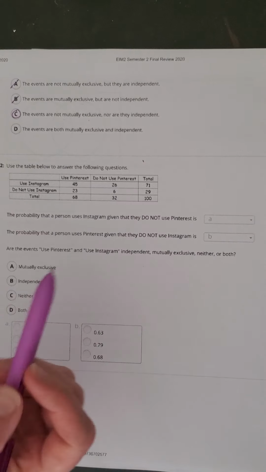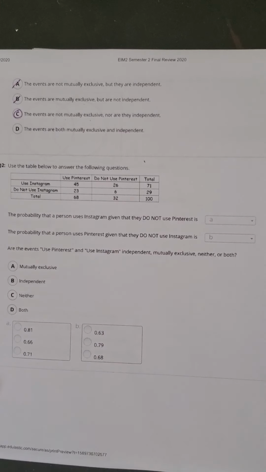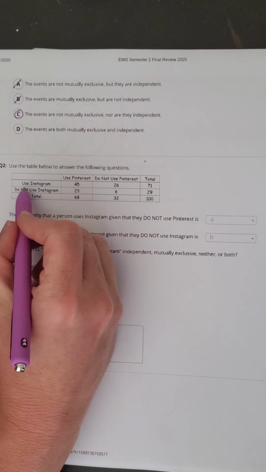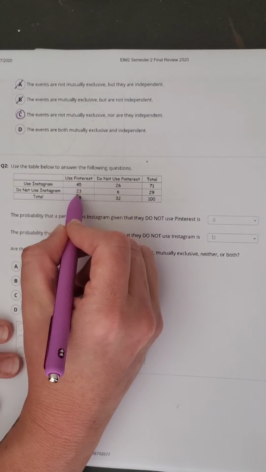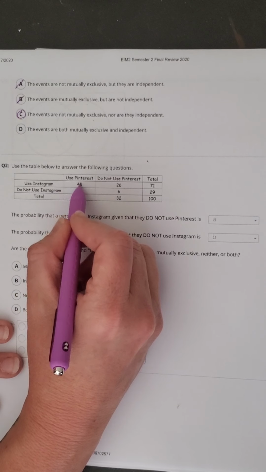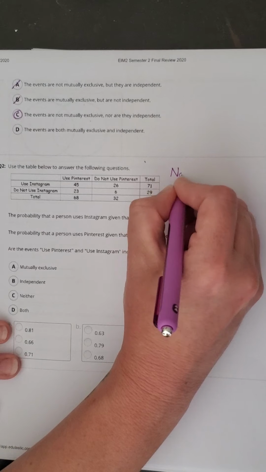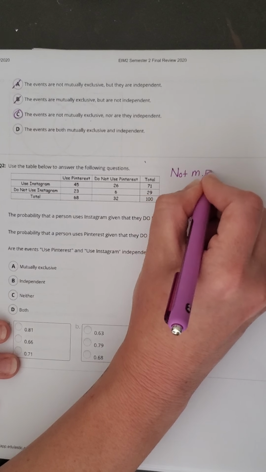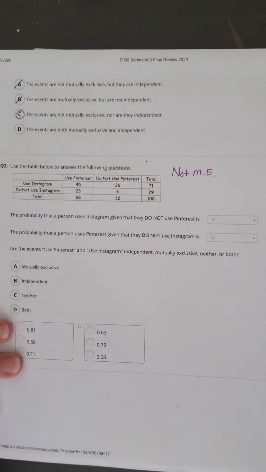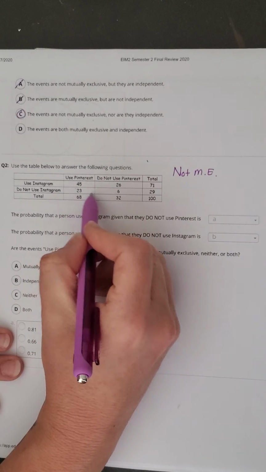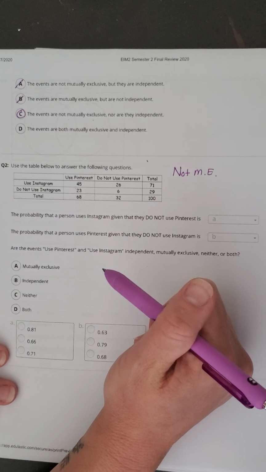All right. So let's familiarize ourselves with the table. So it says that we have Instagram or not Instagram, Pinterest or not Pinterest. There are people who do both, right? That use both Pinterest and Instagram. So I'm already going to tell you that these are not mutually exclusive events because all of the cells are filled. You can use both at the same time. If these cells were empty or zeros, then they may be mutually exclusive.